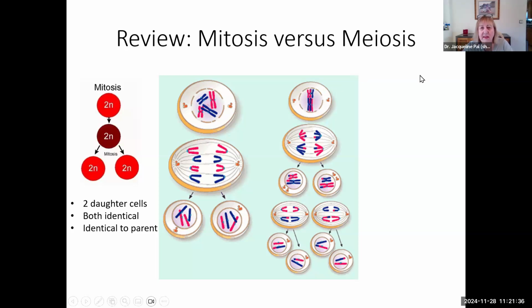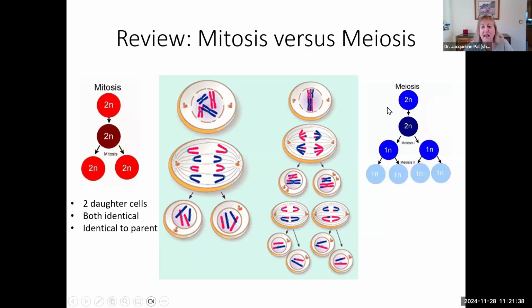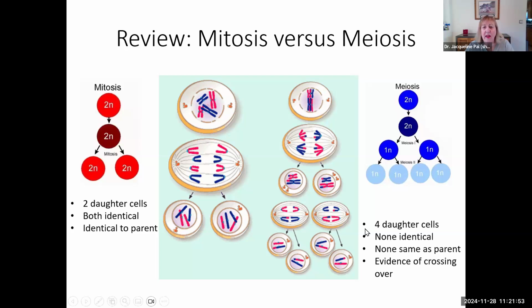In meiosis, we start with the cell that is diploid, and then in the first meiotic division, we end up with a cell that is haploid, and in the second meiotic division, we still end up with a cell that is haploid. We end up with 4 daughter cells, none of which look like each other, and none of which look like the parents, and the 4 daughter cells will show evidence of crossing over.